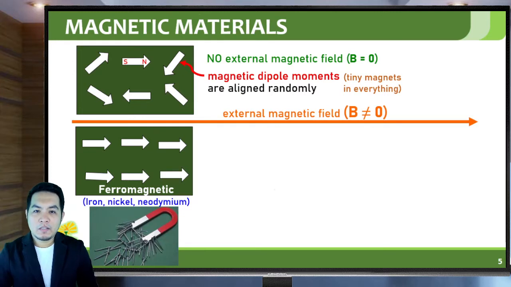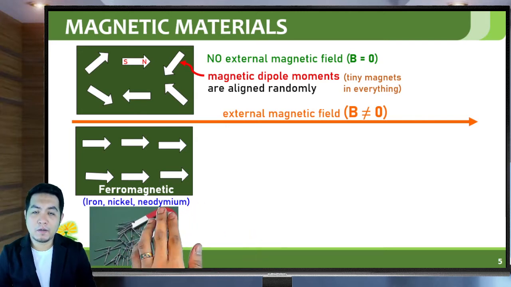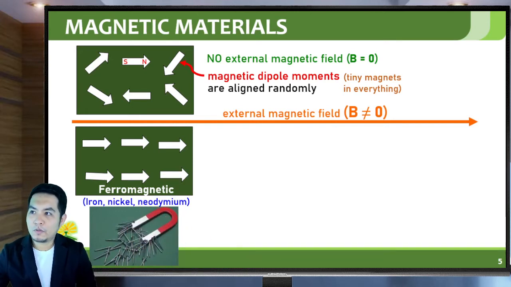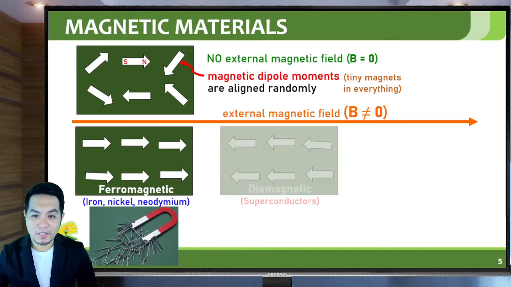So ferromagnetic materials are actually the best candidates for making permanent magnets. So the magnets that you see every day are mainly composed of iron, nickel, and neodymium. So usually right now, the strongest commercially available magnets, permanent magnets for that matter, are made of neodymium. So those are the materials for making permanent magnets.